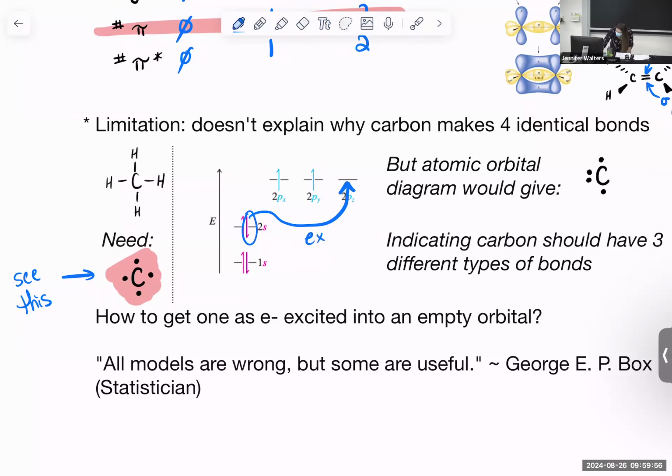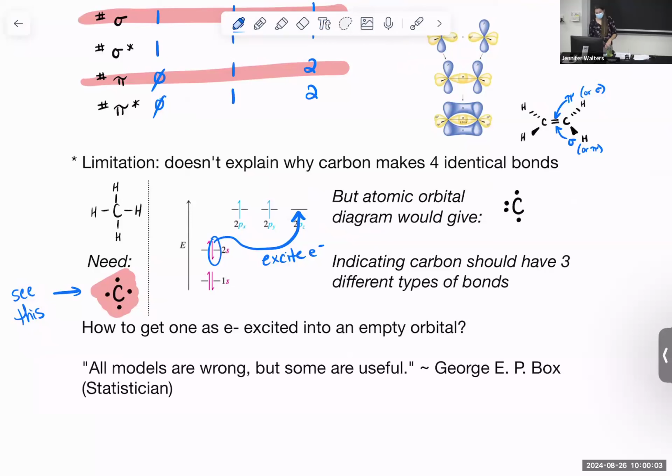We excite that electron, put some energy in order to get what we actually observe, which is 4 unpaired electrons, 4 electrons ready to make 4 equal bonds. So how do we get an electron into that empty orbital? We're going to use a different model. We're going to use hybridized atomic orbitals, mixed atomic orbitals.